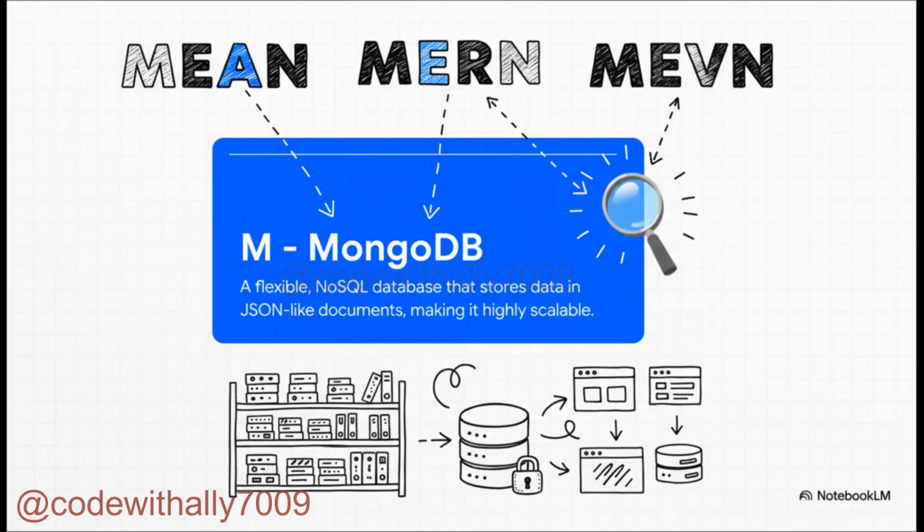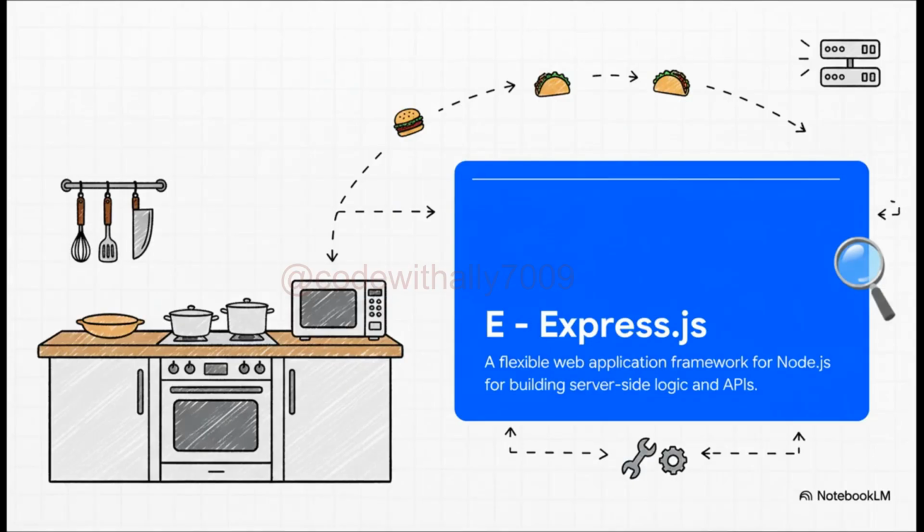First up, the M stands for MongoDB. This is your app's database. Think of it like a giant magical filing cabinet. Now, old school databases were super rigid, like spreadsheets with strict columns. If you wanted to add something new, it was a whole process. But MongoDB, it's way more flexible. It stores data in these JSON-like documents, which is perfect for modern apps where data can get messy. You know, user profiles with different fields, posts with tags, that kind of stuff. It just handles it.